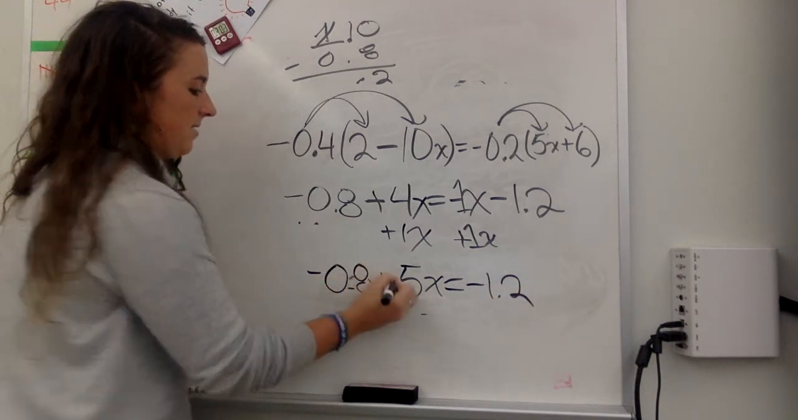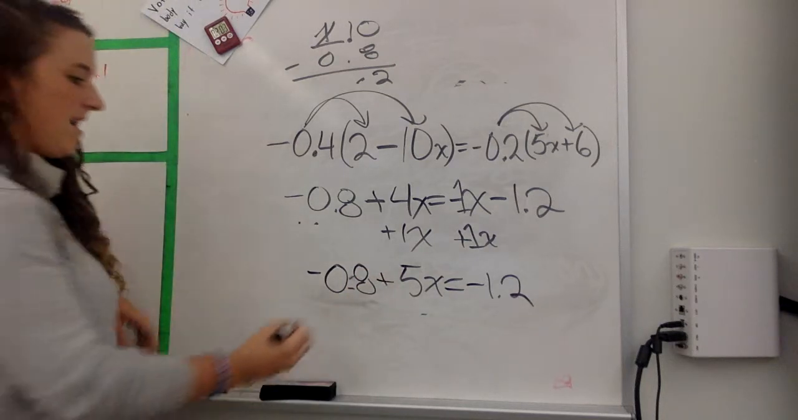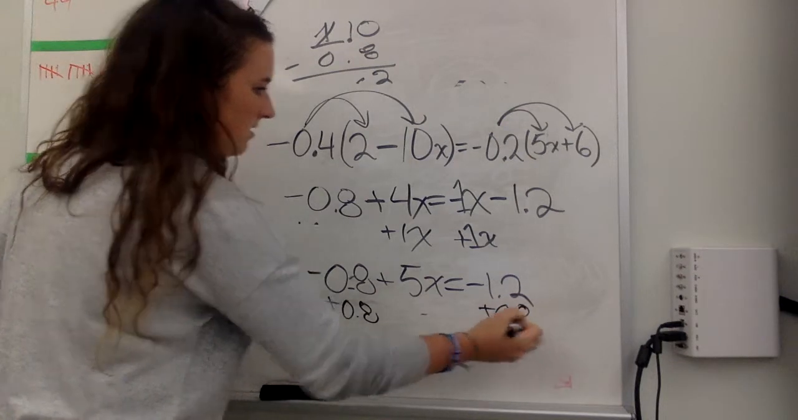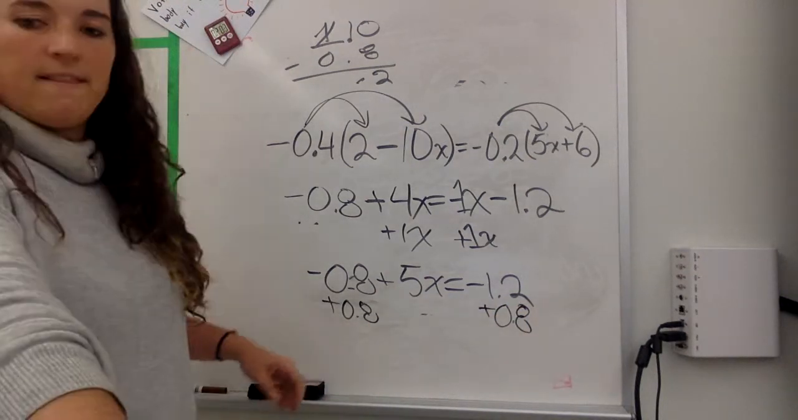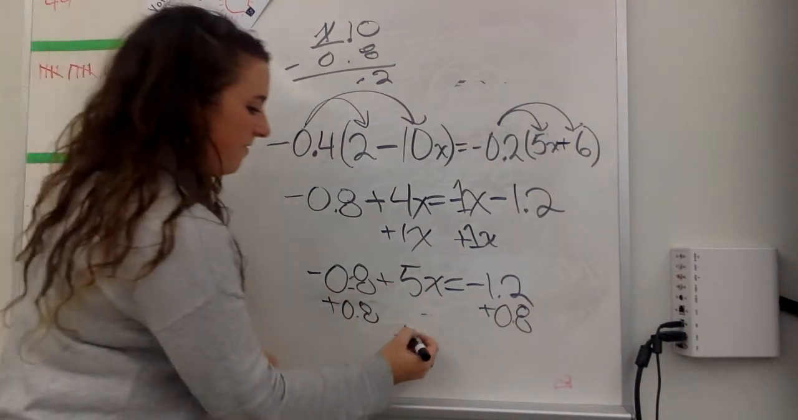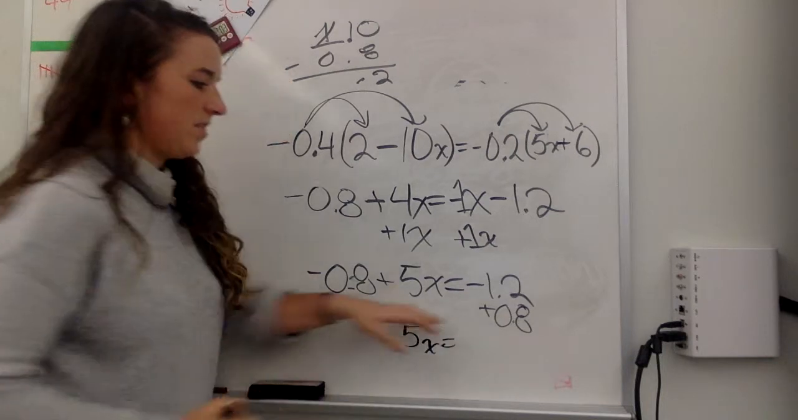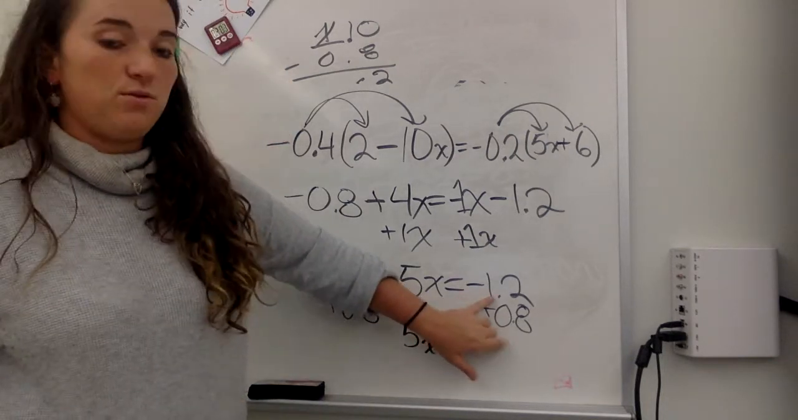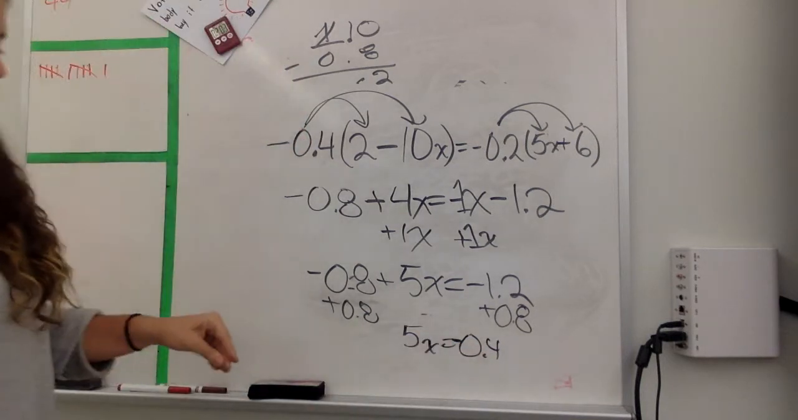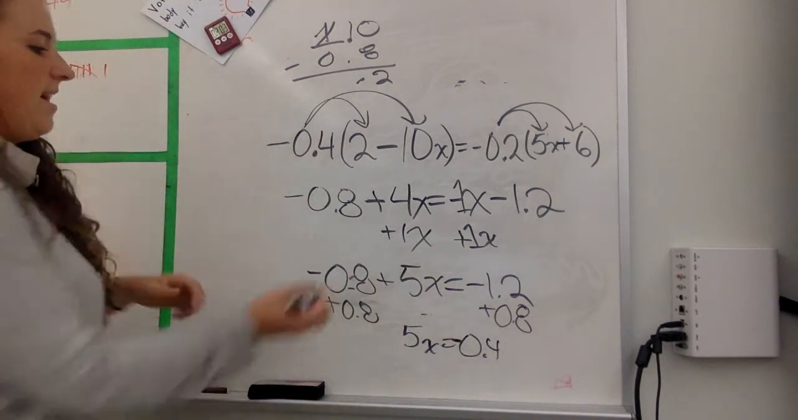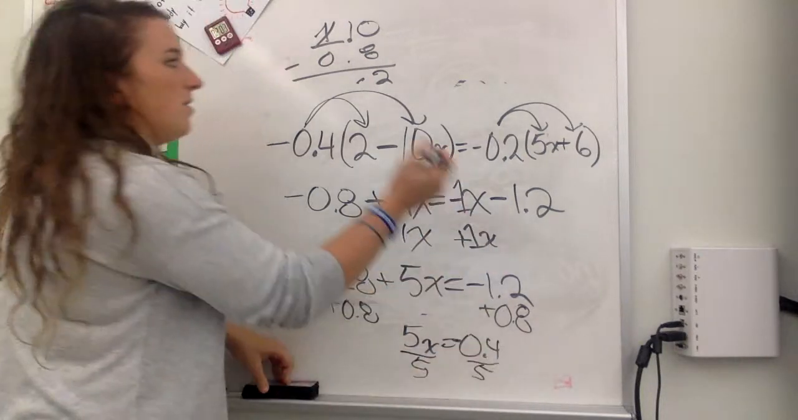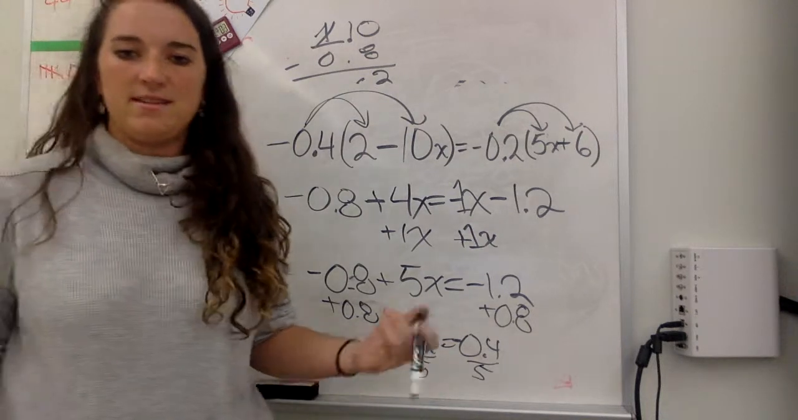Negative 8/10 plus 5x. Now you need to get rid of the 8/10, add it to both sides. Okay, sorry. So you're adding 8/10 to both sides. You'll end up with 5x equals negative 1.2 plus 8/10. You need to subtract them. So this is negative 4/10. You keep the sign of the bigger number. And then you have negative 0.4 divided by 5, which you can finish up on your own to find the answer.